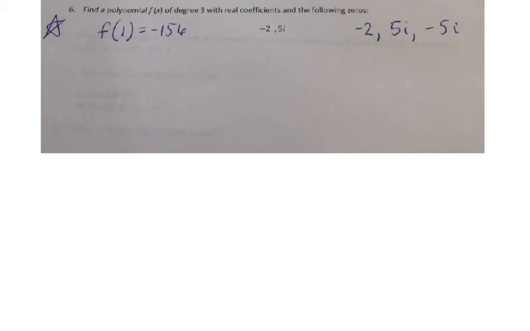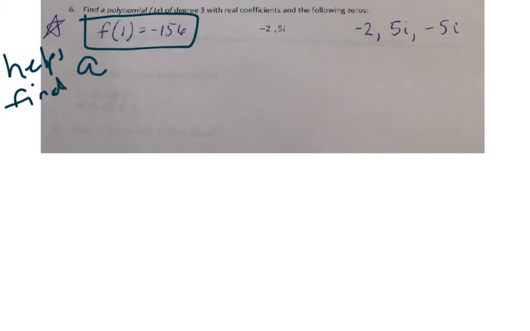We're going to find a polynomial f of x of degree 3 with real coefficients and the following zeros. I added in this information: I want to make sure we know that f of 1 equals negative 156. What that means is that it's going to help us find our leading coefficient.